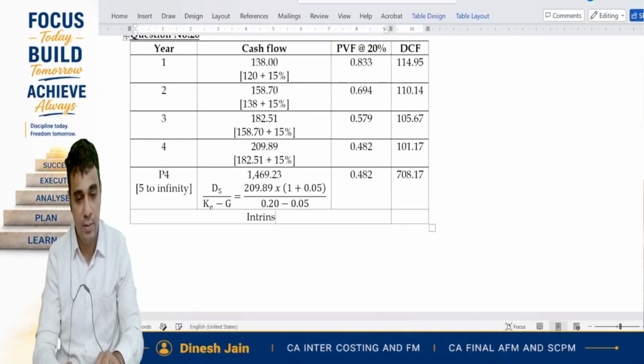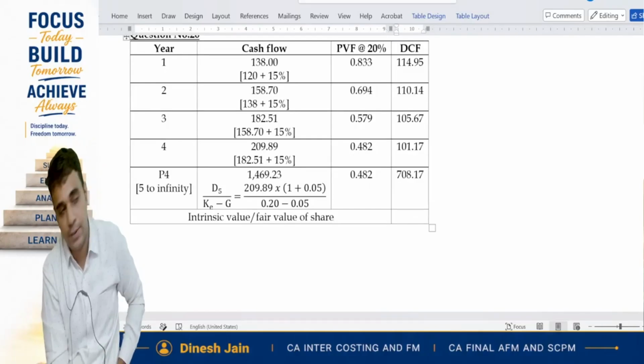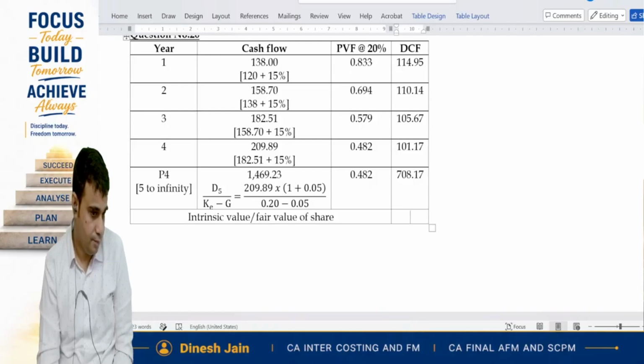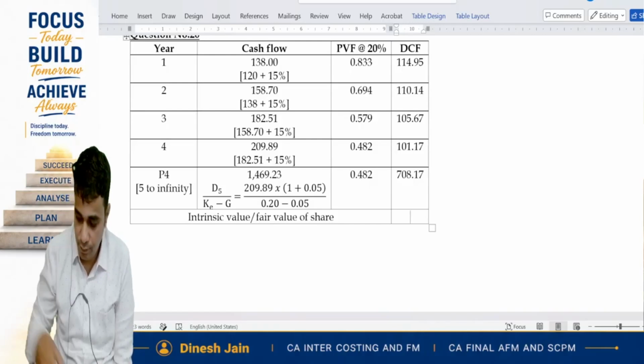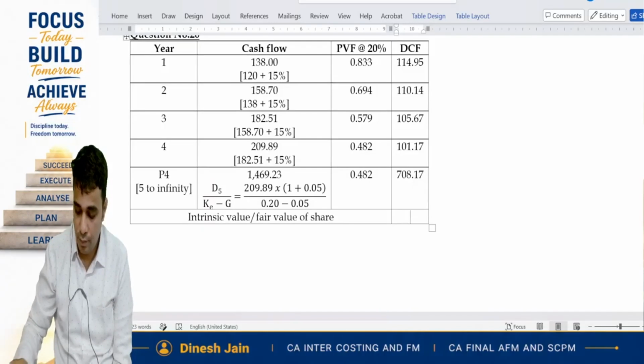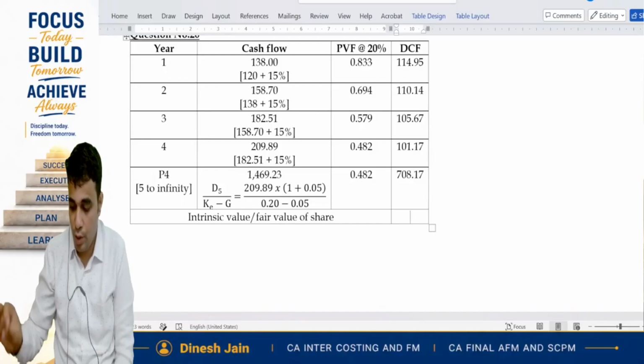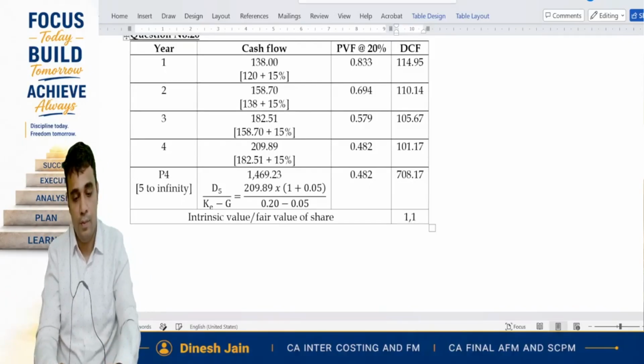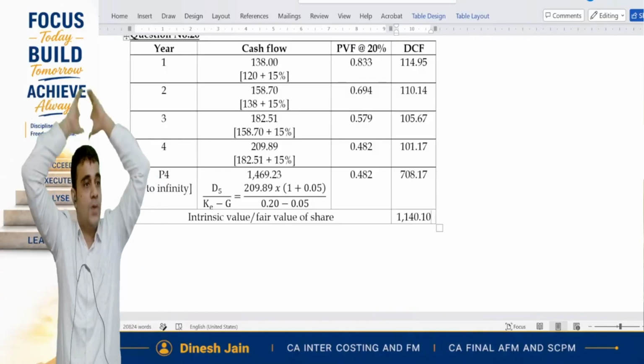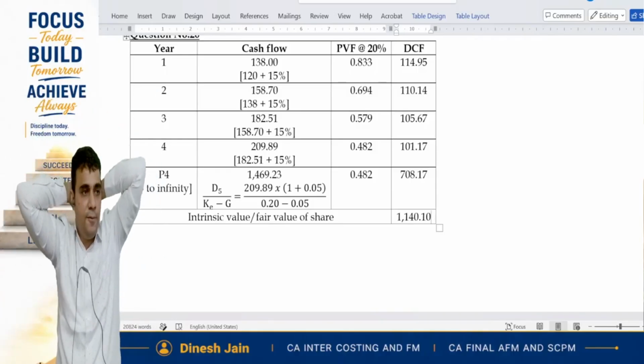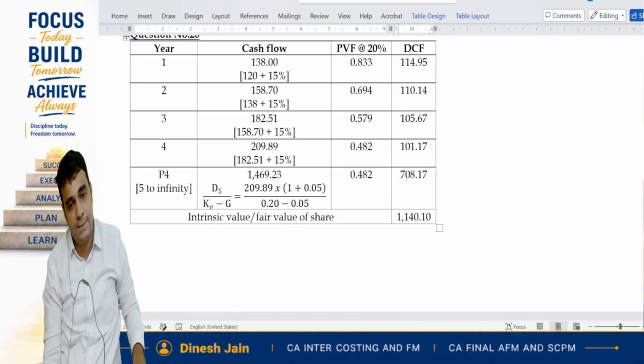Intrinsic value, fair value of share. Put a total and let me know the number. What's the total you get? 1140.10. Printed answer can have difference in case we have done more decimals.